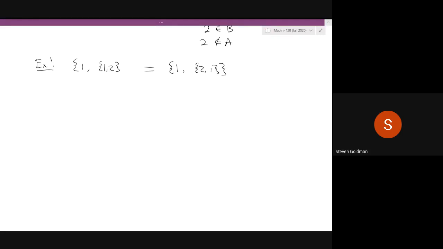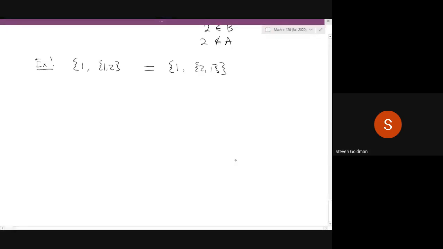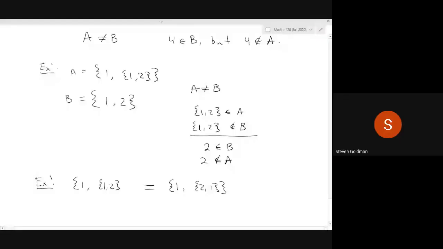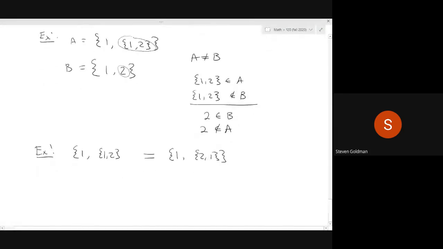Okay, 2 is not in A. Oh, you're referring to the example from before? I'm sorry, I didn't follow your question. If you're referring to the previous example, then yes, 2 is an element in B, but it's not an element in A. Also, this set {1, 2} is an element of A, but it's not an element of B. So the two sets there are not equal.